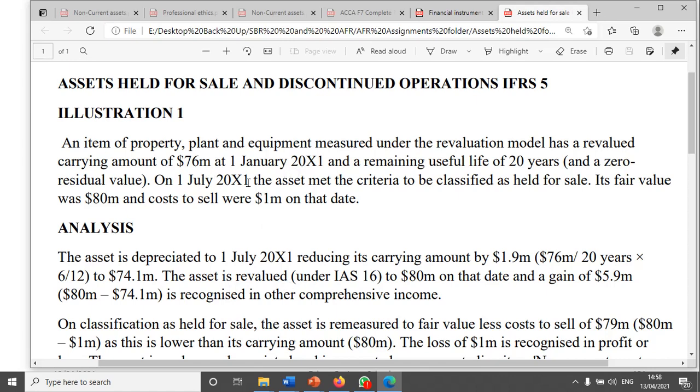On 1st July, the asset met the criteria to be classified as held for sale. Its fair value is 80 million. It is then revalued from 74.1 to 80 million on that date, and there is a gain of 5.9, the difference between 80 and 74.1. This should be recognized in other comprehensive income.